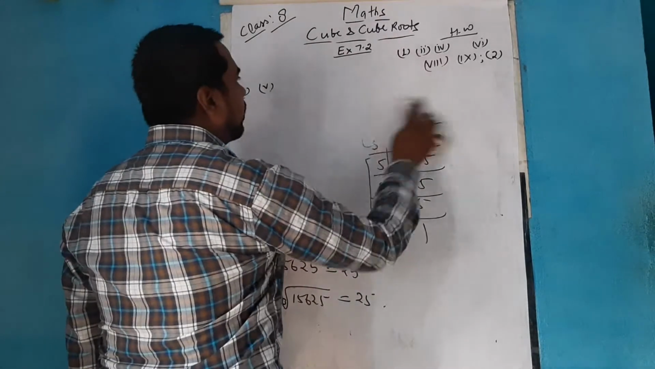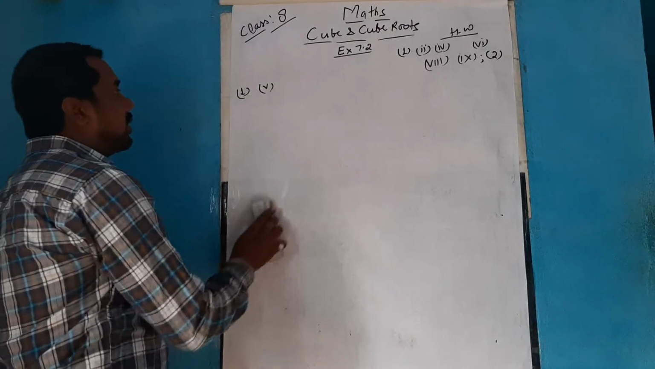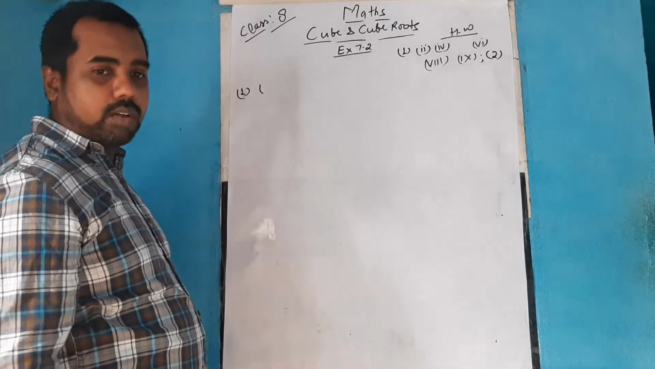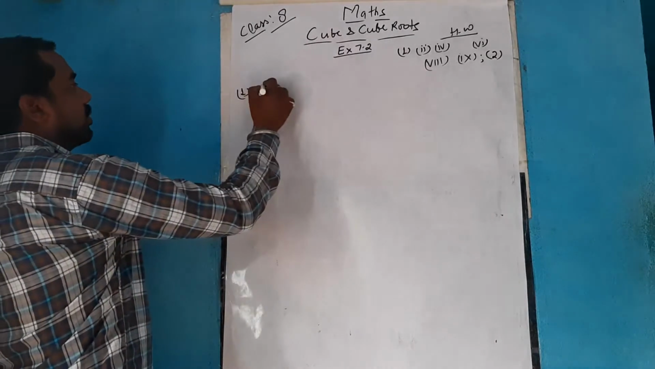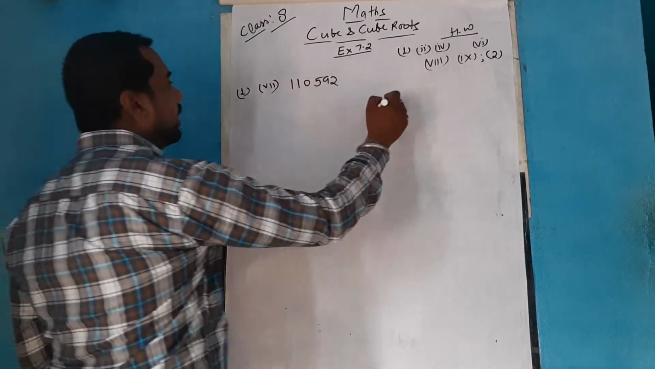Now going for the next, that is the 7th part. The 7th part is now given as 110592.